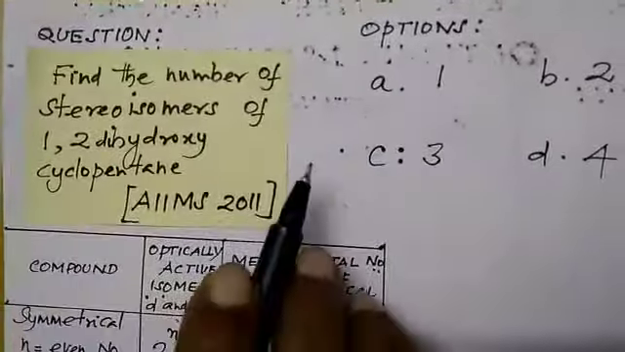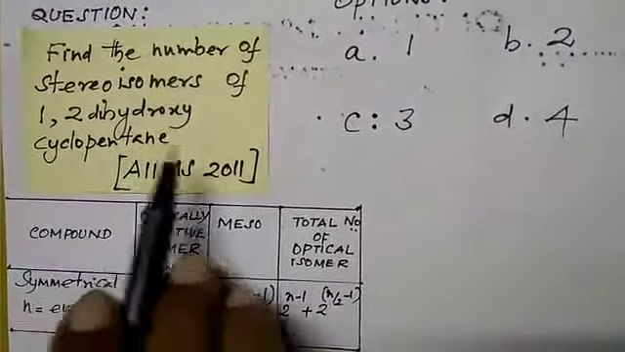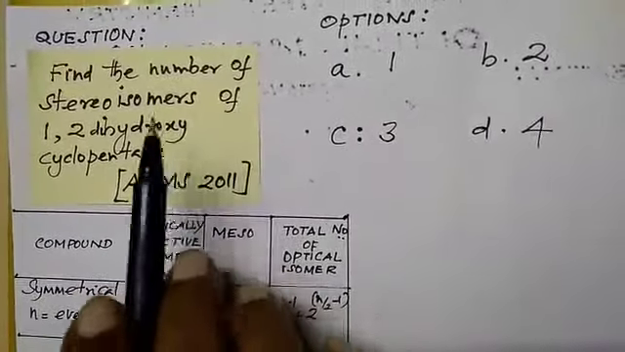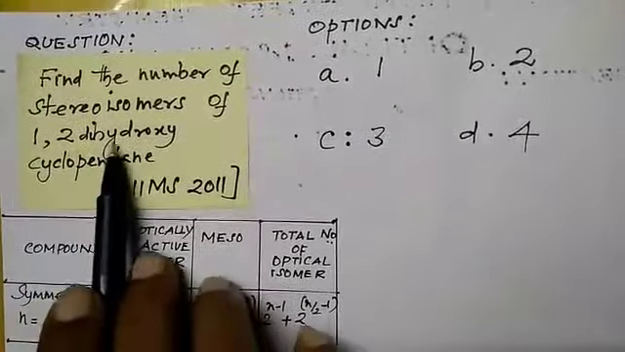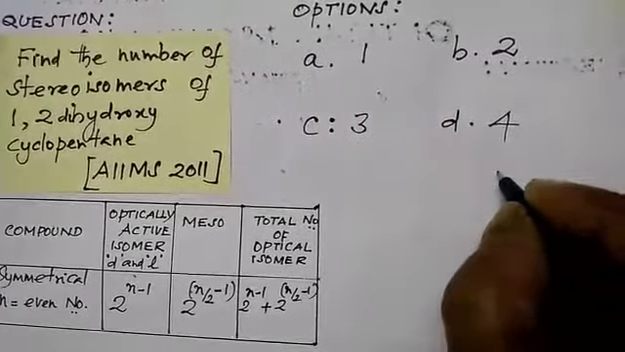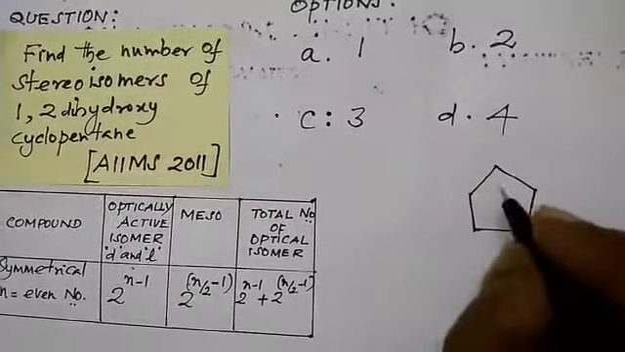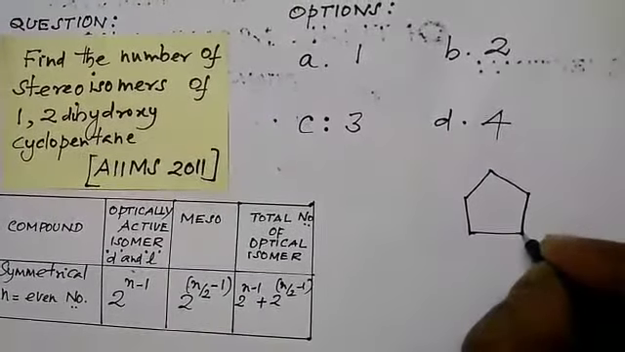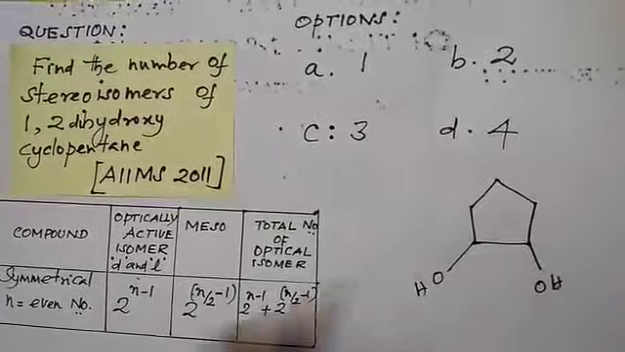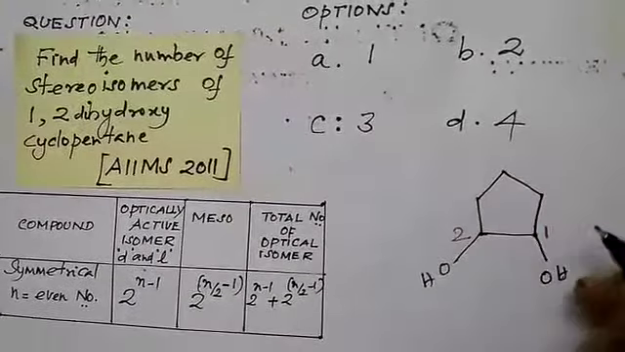Find the number of stereoisomers of 1,2-dihydroxy cyclopentane, AIIMS 11. Stereoisomers means optical and geometrical isomers of 1,2-dihydroxy cyclopentane. Now let us draw the cyclopentane. This is your cyclopentane and they are asking for 1,2-dihydroxy. Suppose I put OH on carbon number 1 and on carbon number 2. So now this compound you can call a 1,2-dihydroxy cyclopentane.